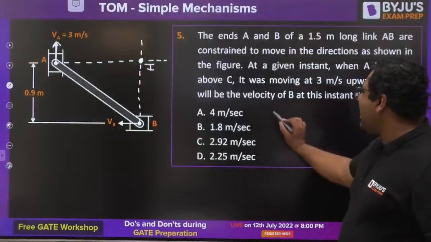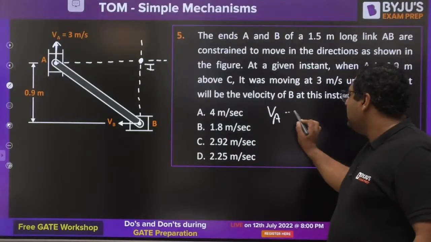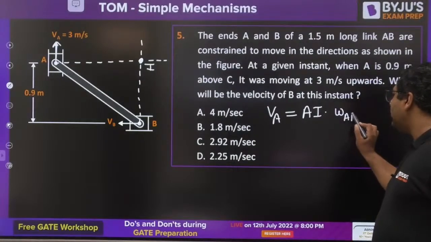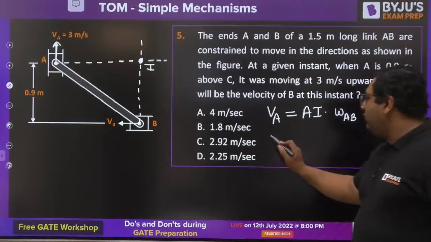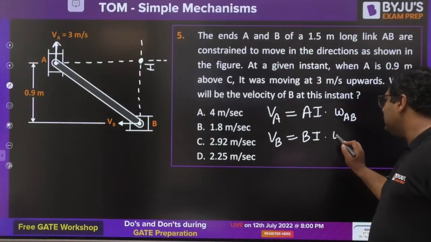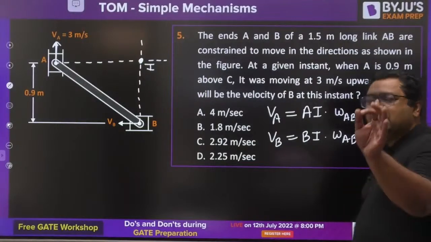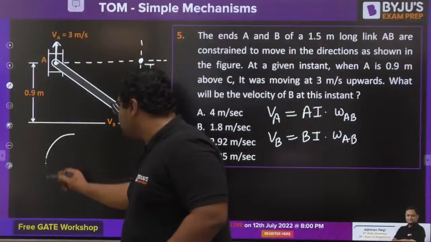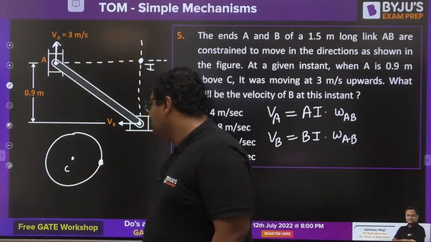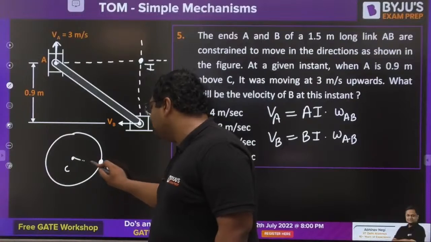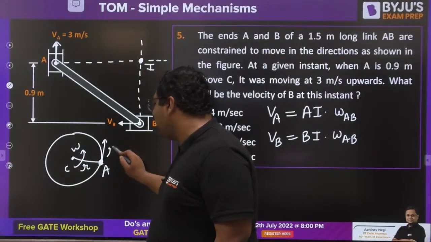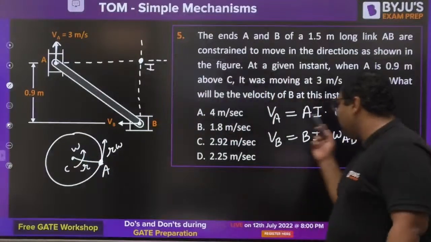So my dear, you can write velocity of A equals to AI into omega of the rotating link. You know that velocity of B can be written as BI. This is from the concept V equals R omega. Like if there is some circle and you want to find out the velocity of this point, this is center C. Then if this is point A, and this is R and it is rotating with omega, then velocity is going to be R omega. So the same principle we are applying here.